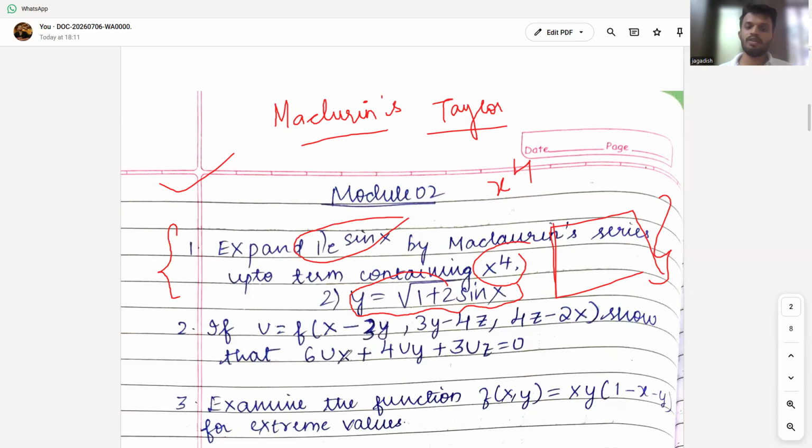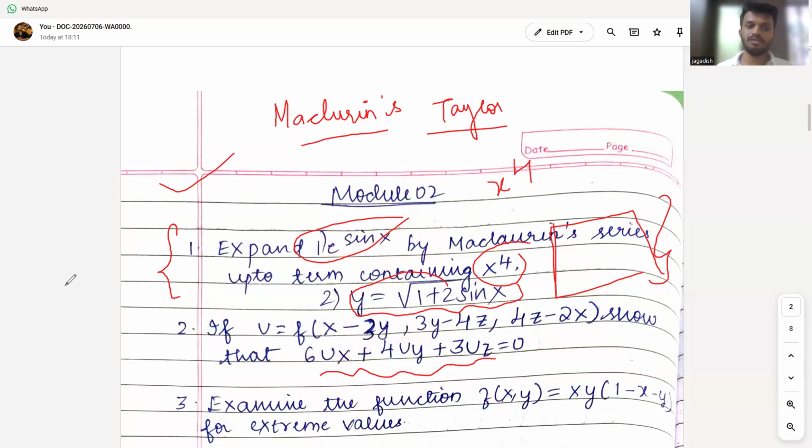So this is the partial differentiation. They will be giving you some u, and they will ask you to differentiate. u is equal to f of x minus 3y comma 3y minus 4z comma 4z minus 2x. Show that 6u_x plus 4u_y plus 3u_z is equal to 0. So use the partial differentiation concept. Differentiate with respect to x, with respect to y, and with respect to z. Whatever answer you get, show that this equation is equal to 0.